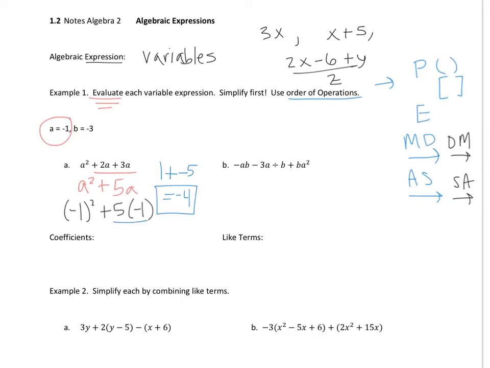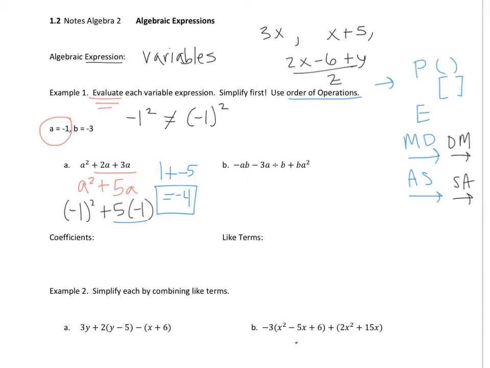So I want you to show your work. I want you to show your simplifying. I want you to plug in negatives in parentheses because it makes a difference. If you had -1 squared, that is different than (-1) squared. This one right here is going to do 1 squared and take the opposite. This one means -1 times -1, so it's always going to be a positive. So they're not the same.